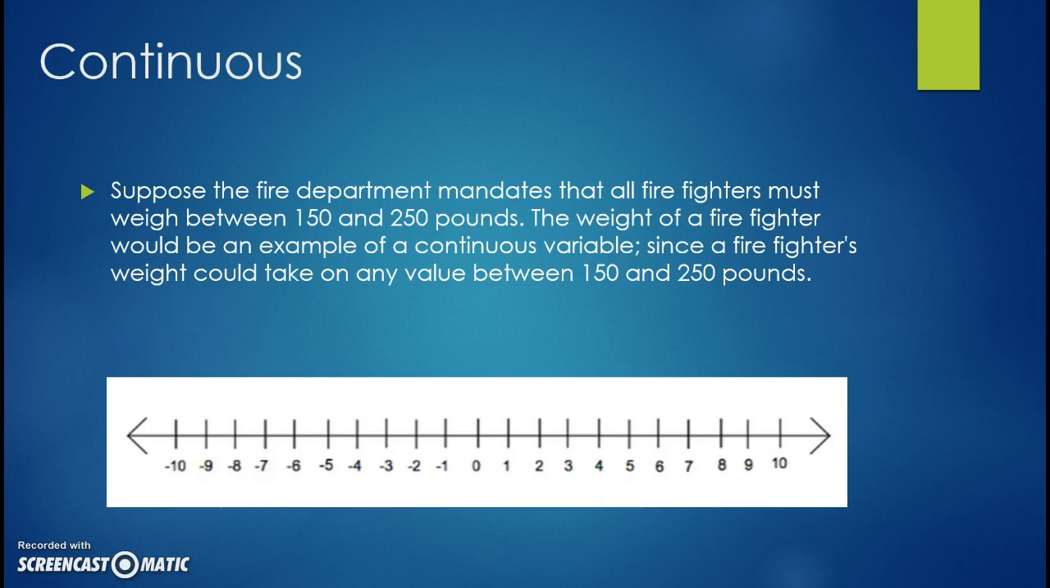The weight of a firefighter would be an example of a continuous variable because the firefighter can weigh anything. He can weigh 150.5 or 150.2 or 175.3. Any decimal or any fraction between those two numbers is acceptable, and that's what makes it continuous.